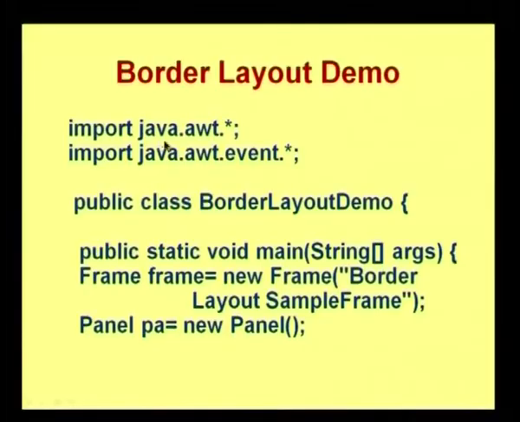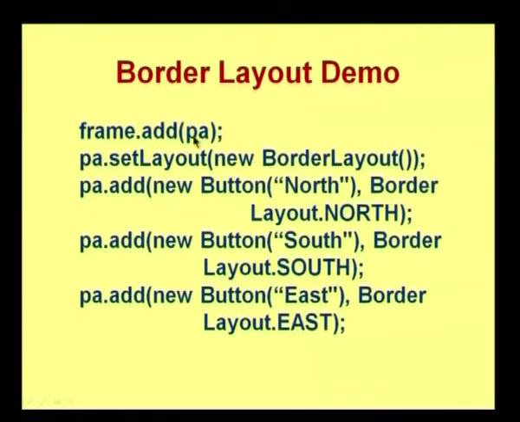So, here we have a sample program. You can see we have the AWT package and then the AWT.event package. Then here we create a frame. In the constructor of the frame, we have given the name of the frame, and then we have created a panel. Now I am adding the panel to the frame, and then I am setting the layout for the panel. Here you can see I am setting the layout to be border layout.